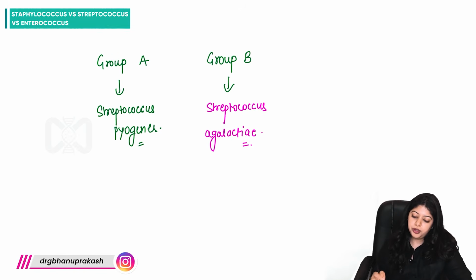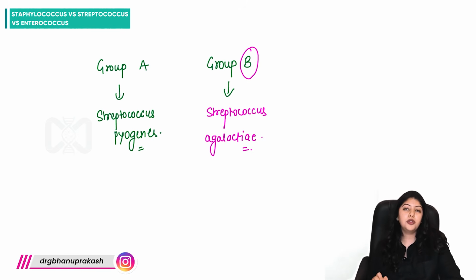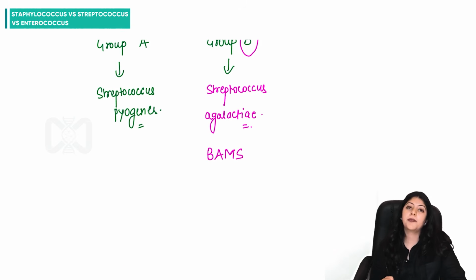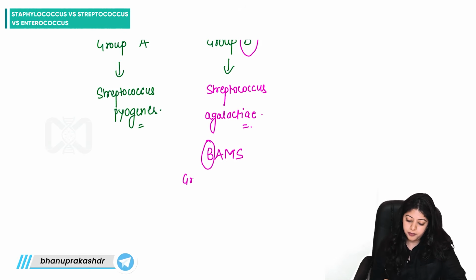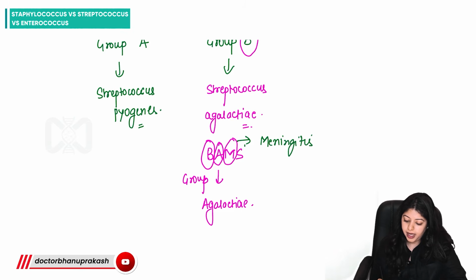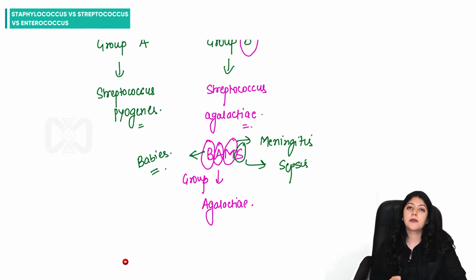So how do you remember group B? Because it gets confusing to remember these names. So I learned it with the help of a mnemonic, BAMS. So it is group B, known as Streptococcus agalactiae, and it is responsible for meningitis and sepsis in babies. Right?